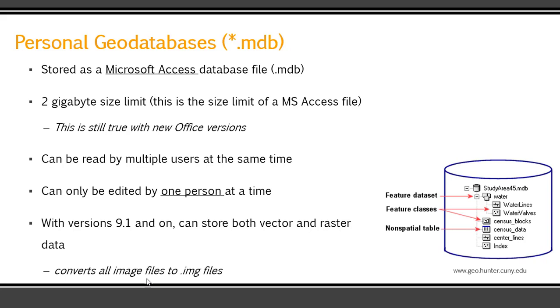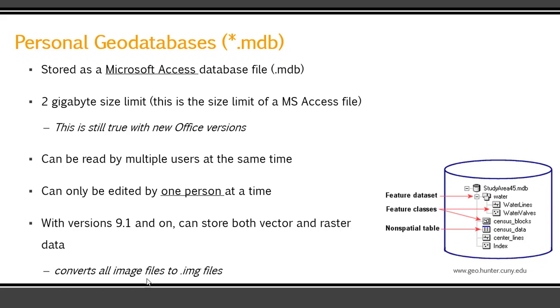And with versions 9.1 and beyond, you could store both vector and raster data, but it's converting all of your raster data to IMG files in order to store inside of that .mdb file. So the big thing here was that 2 gig size limit. Because of that, the processes and the properties for setting up a personal geodatabase were very prescriptive. We had to make sure that we were doing things so that we were the most efficient in the use of those 2 gigabytes.